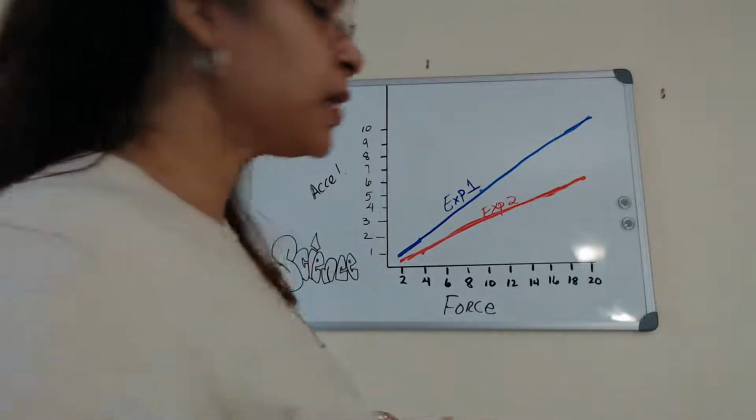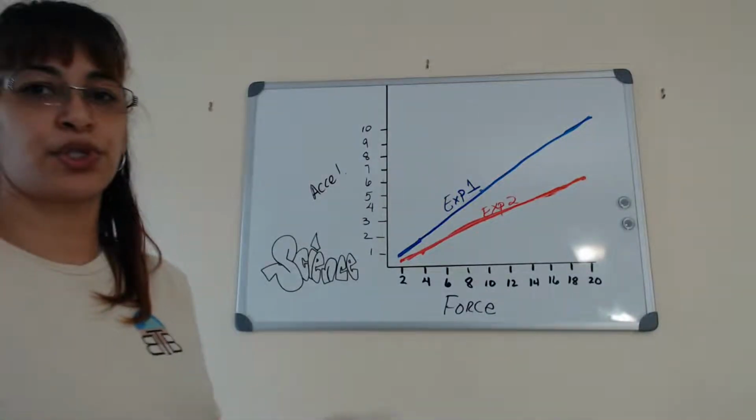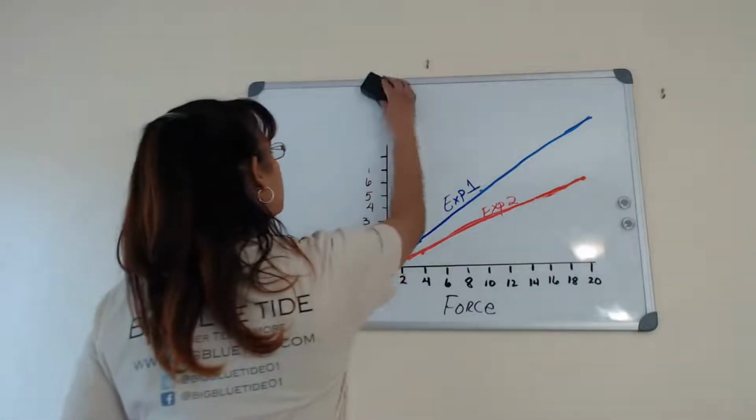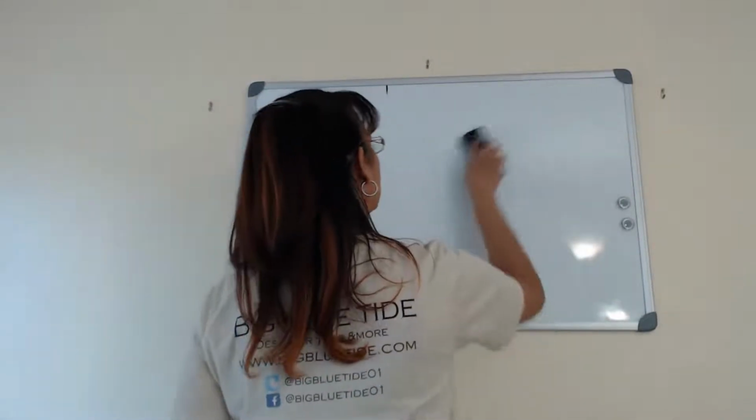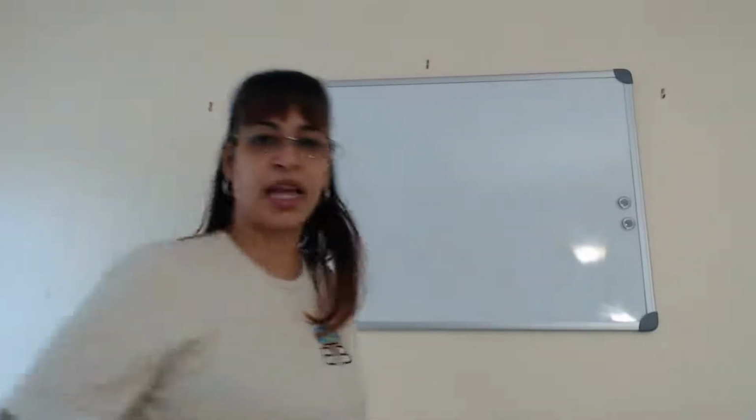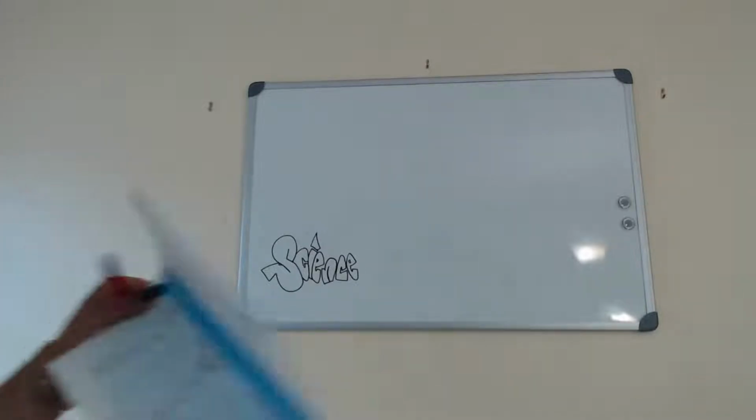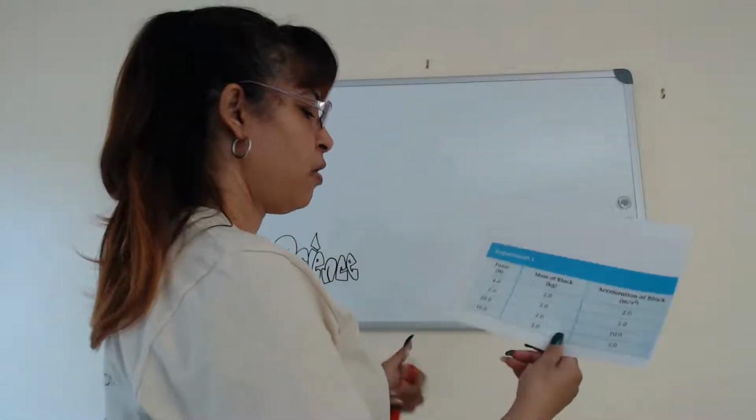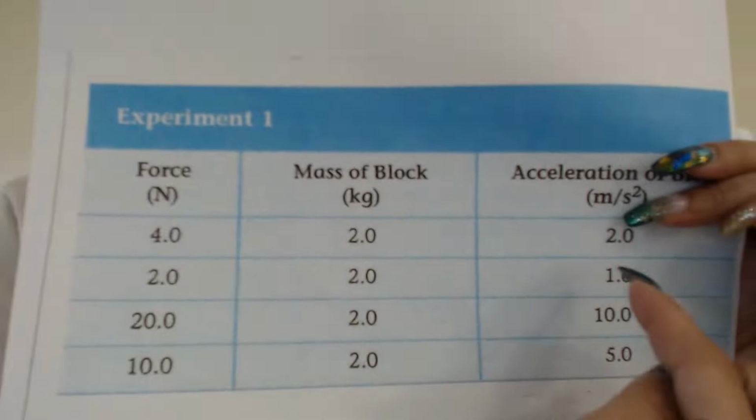So that's the first thing. The second thing I want to go over is how to utilize the formula. In the book, they asked you to take a look at these experiments, experiment 1 and experiment 2, and find a way to make it work. If you look here, if the force is 4, it equals 2 times 2.